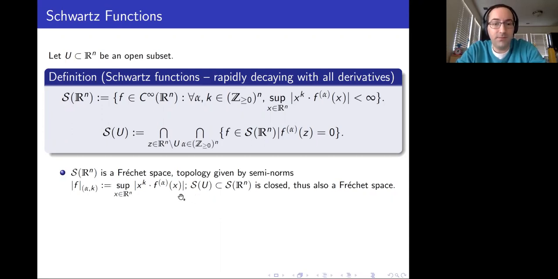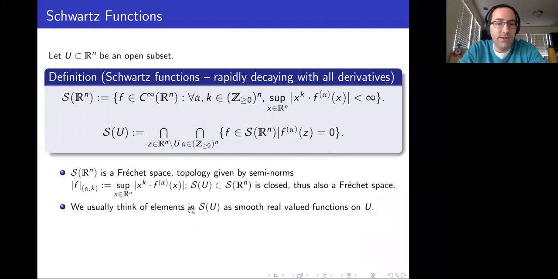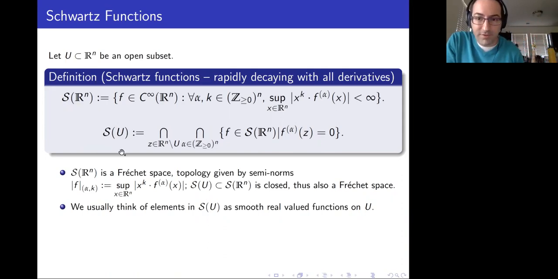The second remark is that if you look formally at the definition of a Schwartz function on U, it's a Schwartz function on R^n that satisfies something, right? But usually we just think of elements in this space as smooth real-valued functions on U, such that if we extend them by 0 to a function on R^n, it's a Schwartz function on R^n that satisfies some condition. So naturally we think of S(U) as a space of functions on U. That's a very formal remark.